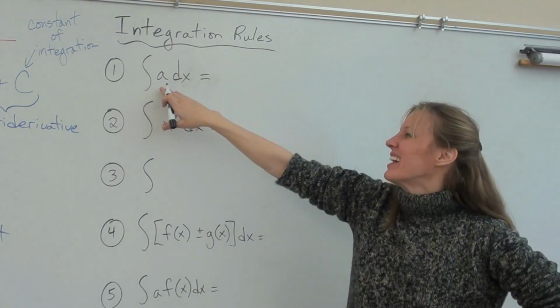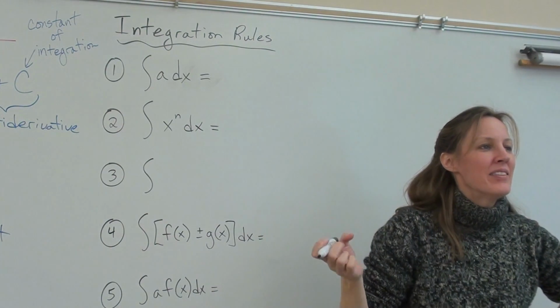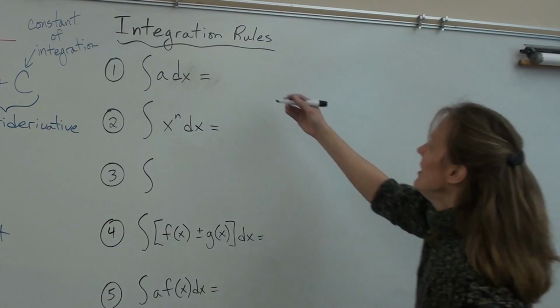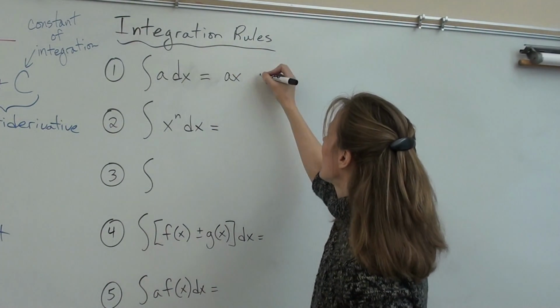This is the difference between. Alright, if I had the antiderivative of the number 5, we need to figure out what function has a derivative of 5. What would that be? 5x, right? The antiderivative of any constant is the constant times x.